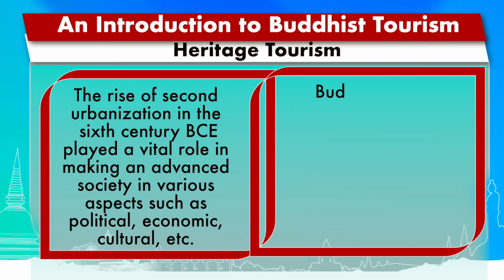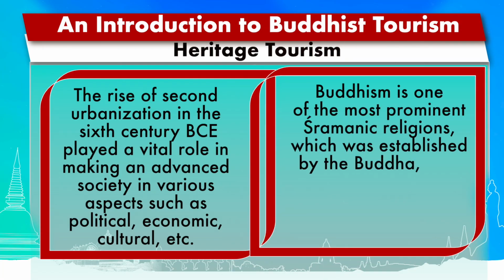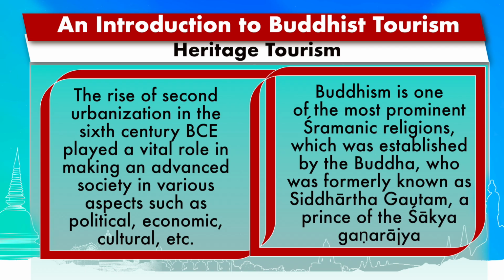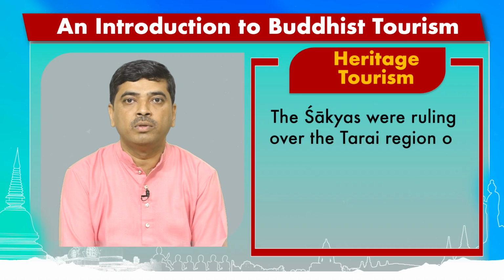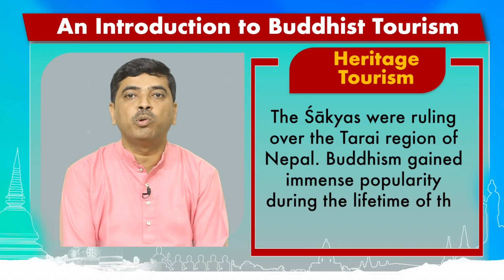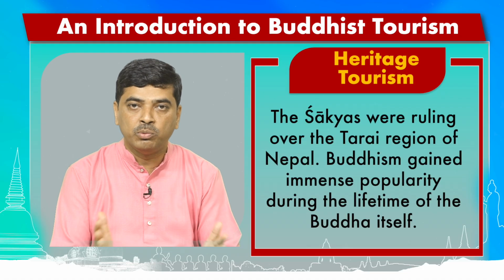Buddhism is one of the most prominent shamanic religions, which was established by the Buddha, who was formerly known as Siddhartha Gautama, a prince of the Shakya Ganarajya. The Shakyas were ruling over the Tarai region of Nepal. Buddhism gained immense popularity during the lifetime of the Buddha itself.